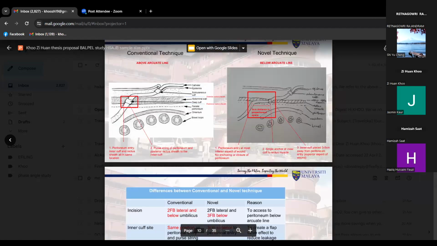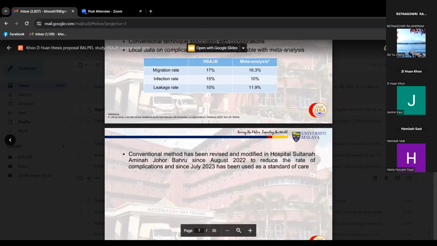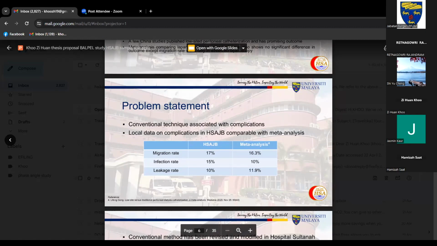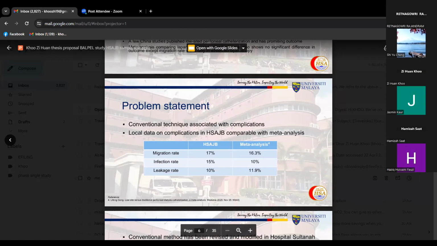I need a reference, a paper showing the 30-day malfunction for the conventional technique. What is the known rate when someone previously reported it? Okay, I see. Because so far all the literature about the conventional technique only talks about the migration, the infection, and leakage rate. They don't have the catheter malfunction per se.